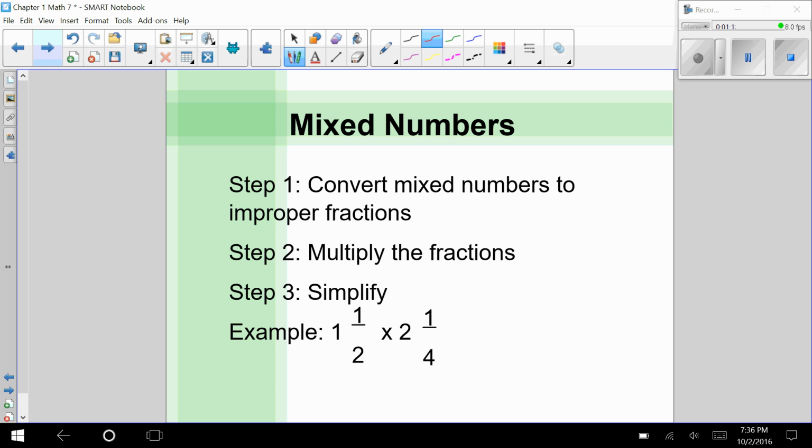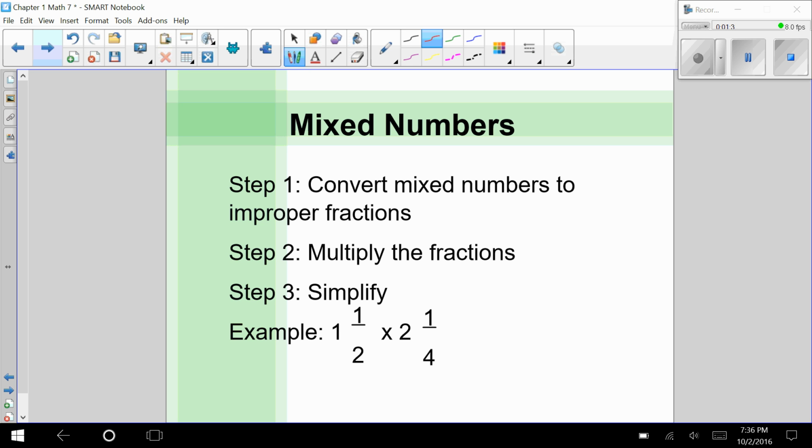And to multiply mixed numbers. Step 1, convert the mixed numbers to improper fractions. Step 2, multiply the fractions following the rules we just learned. And step 3 is simplify. So our example is 1 1/2 times 2 1/4.